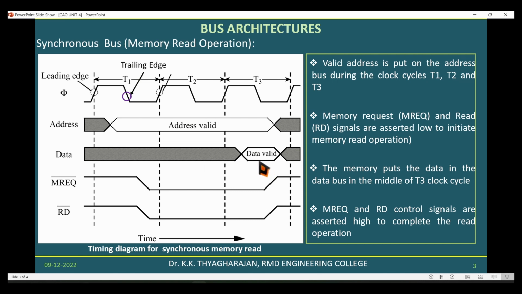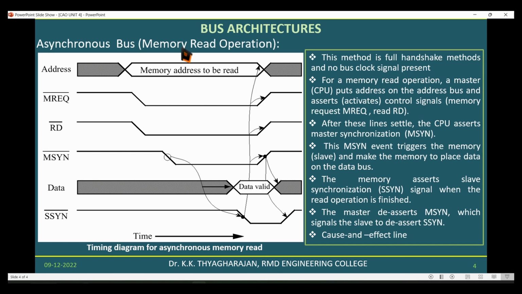Now, the data for the given address will be put on the data bus during this clock cycle T3, from this period to this period. During this time, since the read signal is available and the memory request signal is also available, the corresponding data will be read from the memory chip and it will be put in the processor.